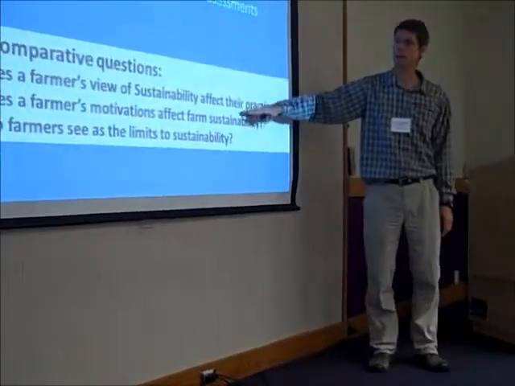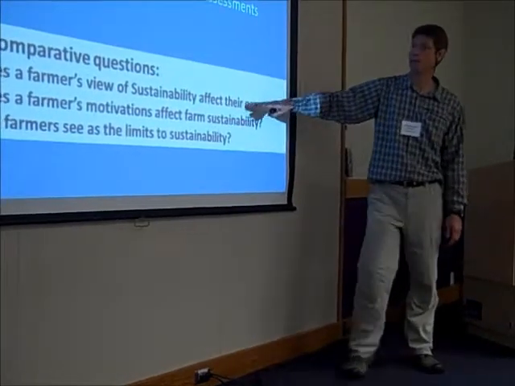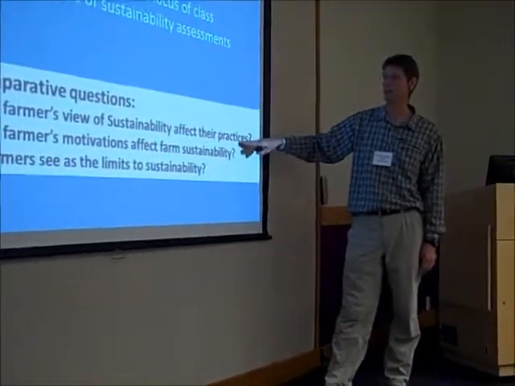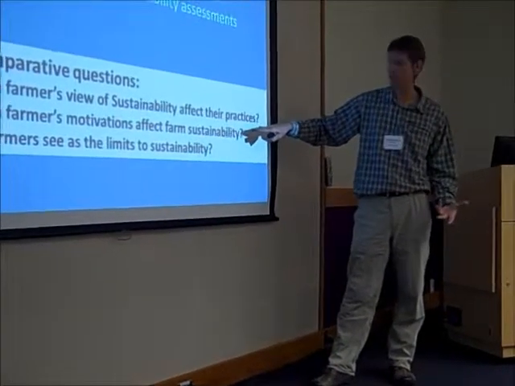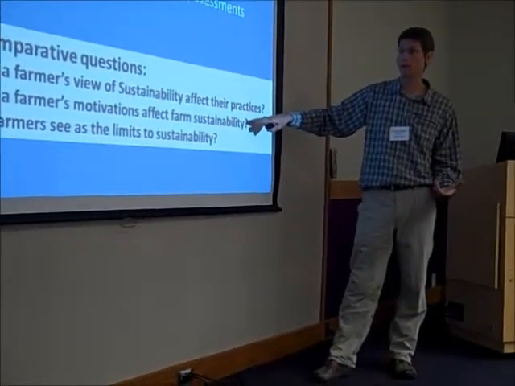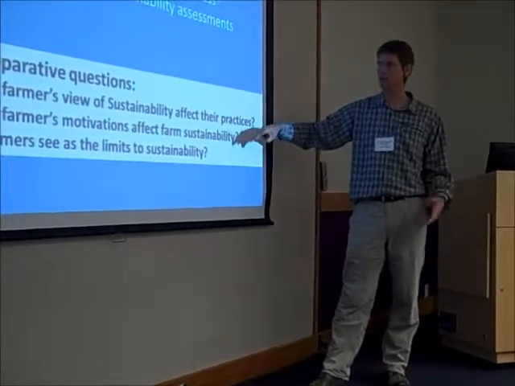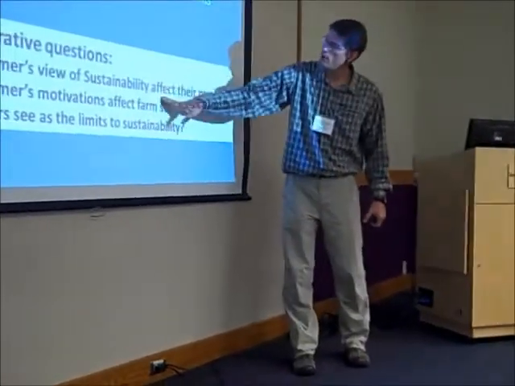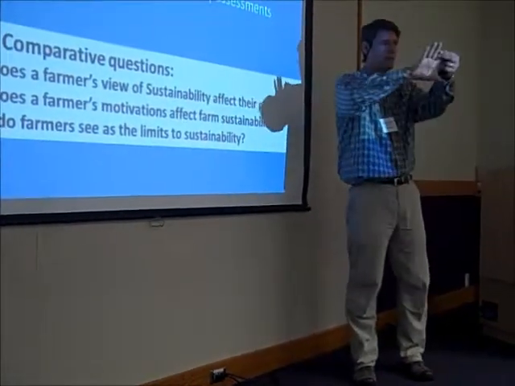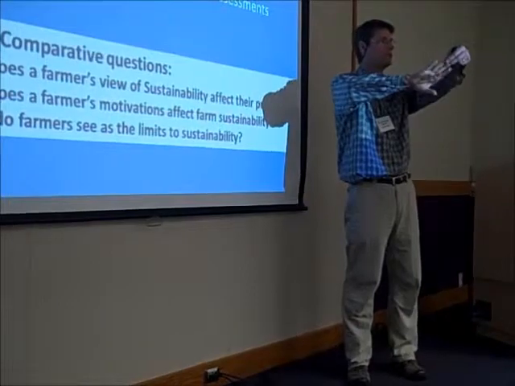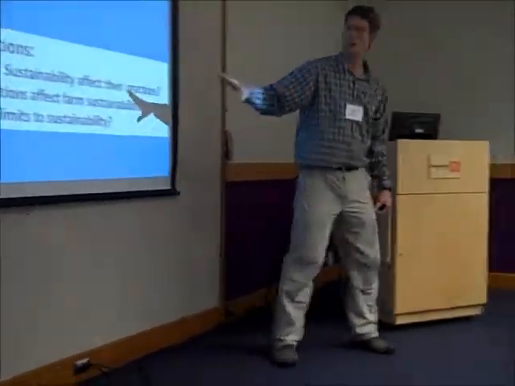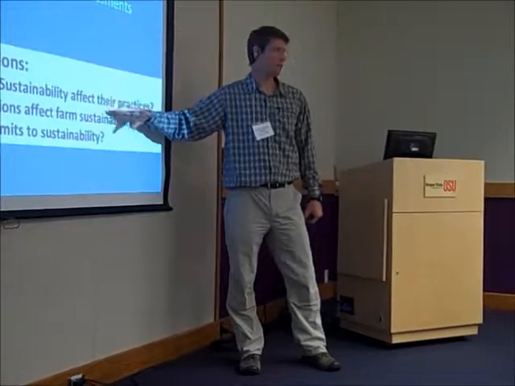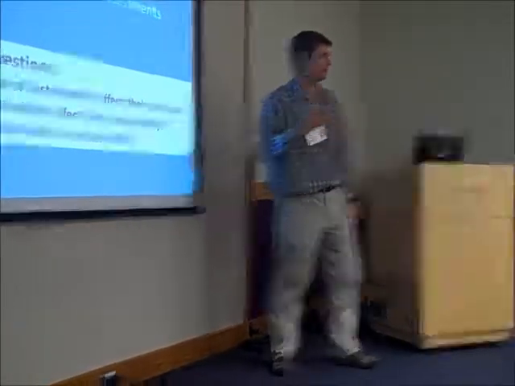And for my class, it was these 3 questions. How does a farmer's view of sustainability affect their practices? How do farmers' motivations for farming affect the farm's sustainability? And third, what do farmers see as the limits to sustainability? So the class came up with these 3 things. There'll be 4 people in each of these groups, such that each of these groups has a representative from each of the 4 axis groups. This is sort of a jigsaw approach, so that each team has one of the axis specialists to interpret those sustainability results.